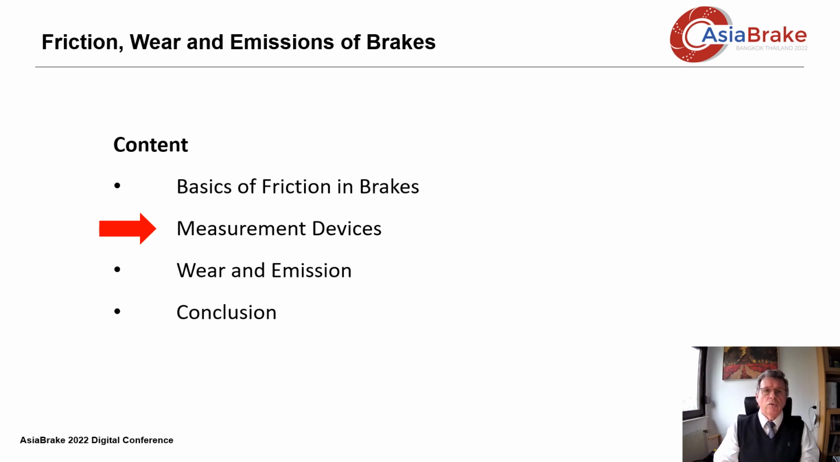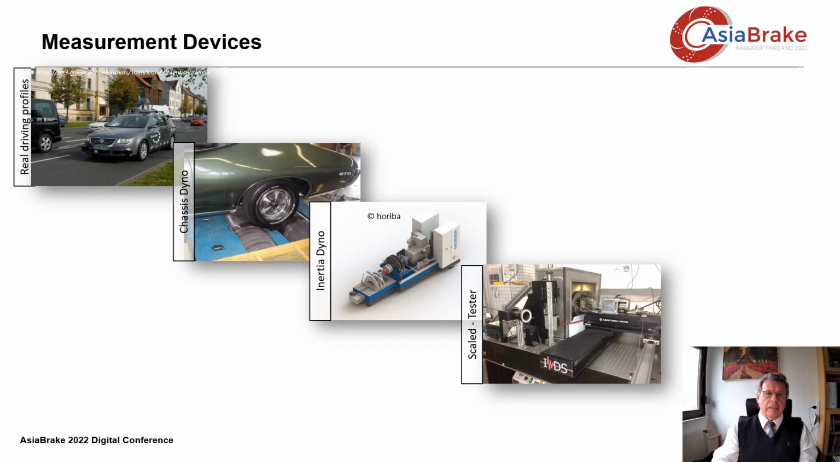Now I would like to briefly discuss measuring devices for wear and emissions. There are, of course, very many devices and instruments in industry and research. I will concentrate on a few measurement devices, and I would like to explain here why I use this particular selection of devices. Here you can see the wide range of possible measuring devices that is in use, from the complete vehicle on the real road to the pin-on-disc tester at the bottom right.